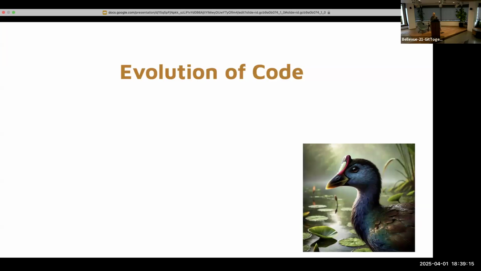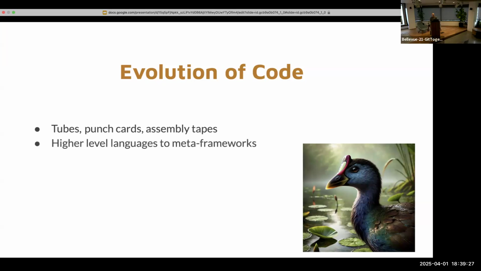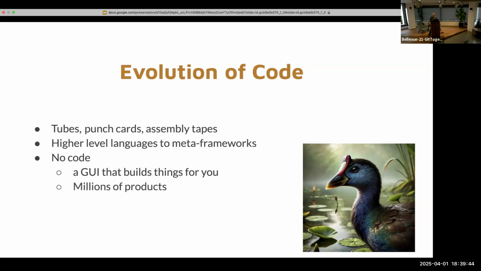All right, another way to look at agentic AI in our world is through the evolution of code. So we started with tubes, punch cards, assembly tapes. Then we got higher level languages, frameworks, meta frameworks. And then some people decided maybe we can do no code, which is basically a graphical user interface that builds things for you. And it solved, millions of people were building millions of products with no code.